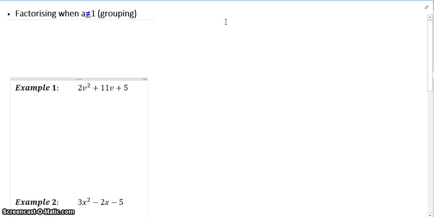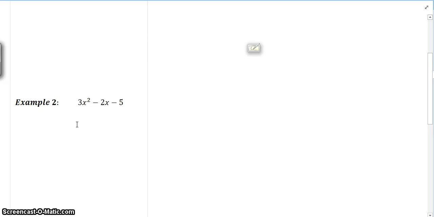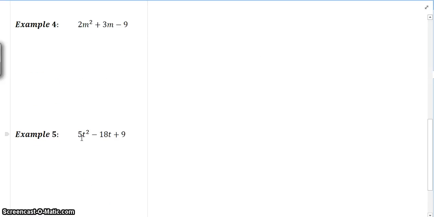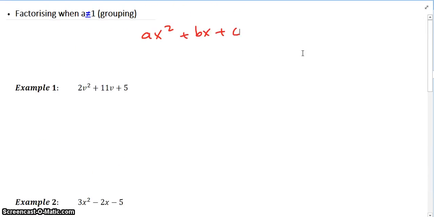Okay, so this video is going to be on factorizing when a is not 1. If you remember, the standard form for a quadratic is ax squared plus bx plus c. In this case, we have a number that is not just a coefficient of 1 anymore, and you can see all the examples that I've got here are higher numbers than 1. There are multiple ways to factorize when a is not equal to 1, but I'm going to go through one method in this video, and another video will go through another method.